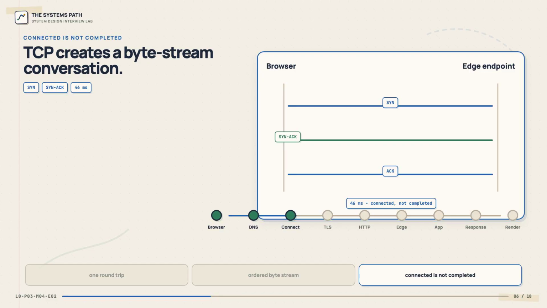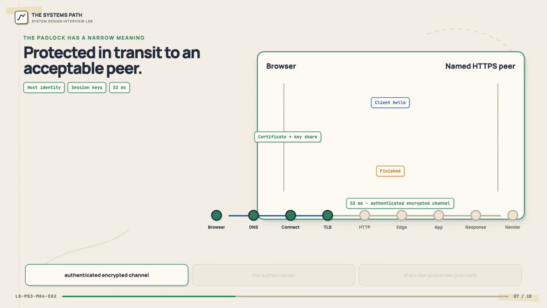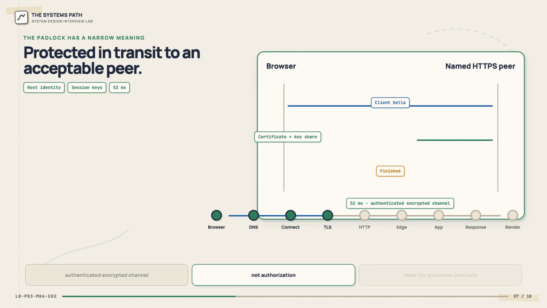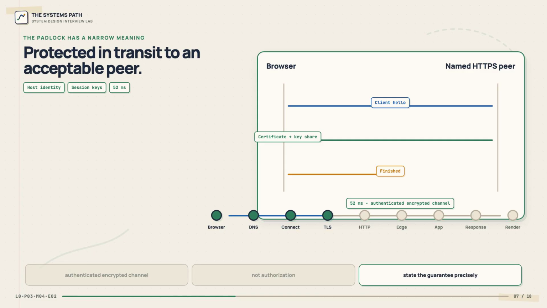Keep the claim narrow. TLS turns that transport into an authenticated encrypted channel. The browser checks the expected host identity, and both sides derive keys. Path 001 spends 52 milliseconds before HTTP can flow. The padlock is useful, but narrow. It does not authorize the user, validate input, or make the application correct. A malicious request can travel through perfect encryption. State the guarantee precisely: protected in transit to an acceptable peer.